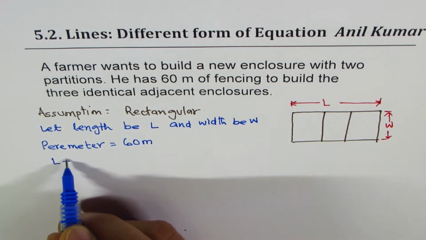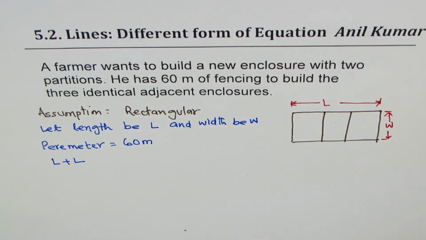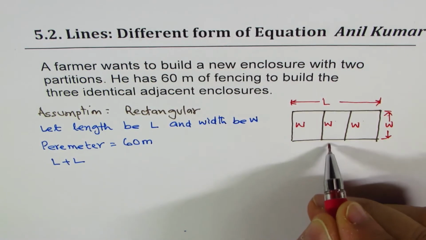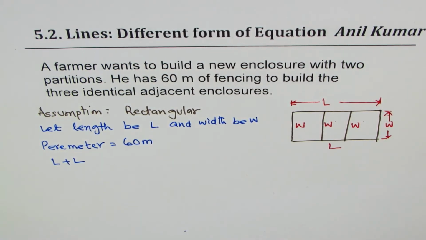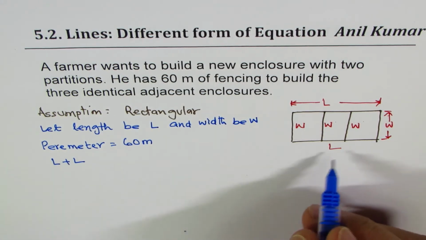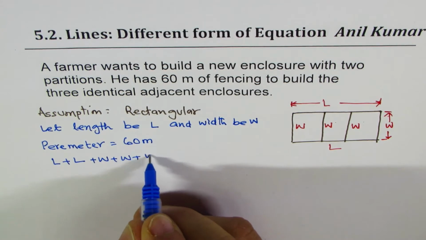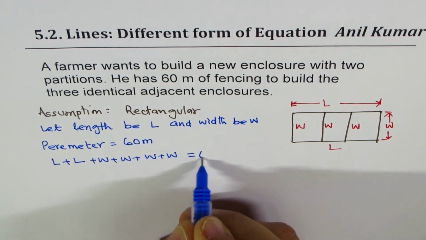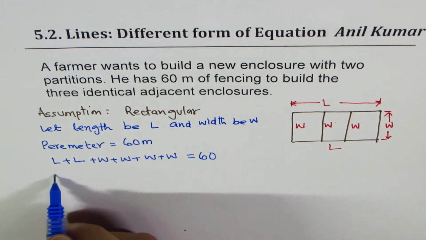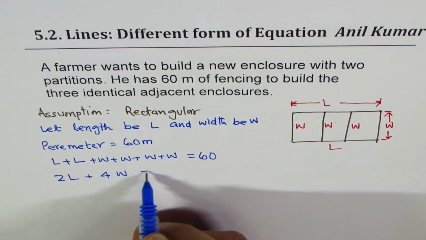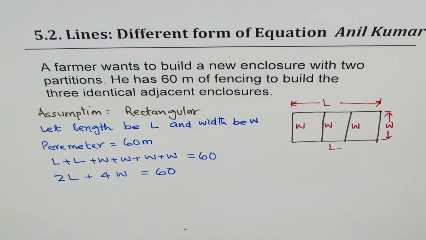So we have L plus L, and as far as widths are concerned, you have to put a partition here also, right? So that becomes the perimeter, the sum of all these sides: two lengths and 4 W's. So you can write W plus W plus W plus W, and that gives you an equation that 2 length plus 4W equals 60, correct?